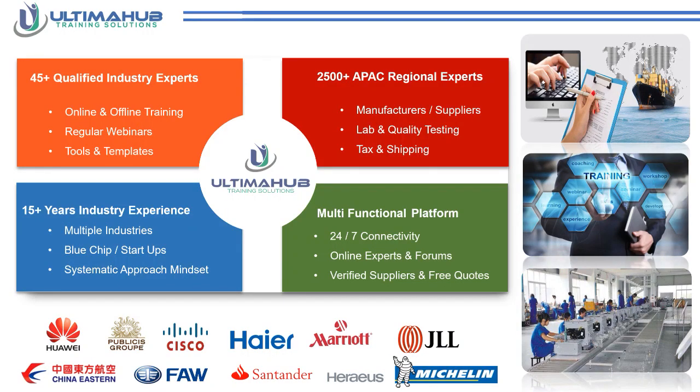So, just a little bit about Ultima Hub itself. We work with multiple industries. We've worked with some of the largest multinational companies across the world. We've been here in China since 2011. We actually began our journey over 15 years ago. We began in the UK and now we've moved our head office over here in China. And we're skilled in both offline and online training.